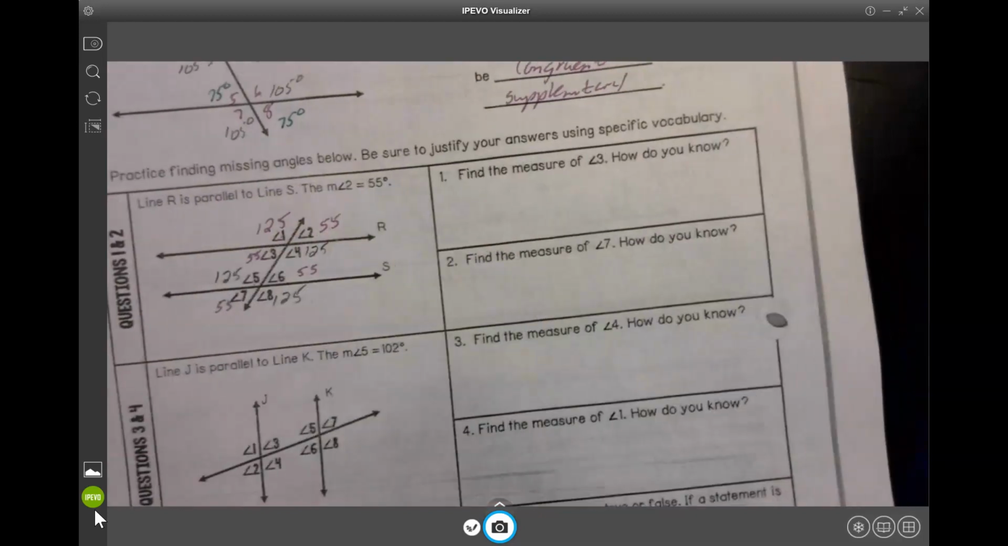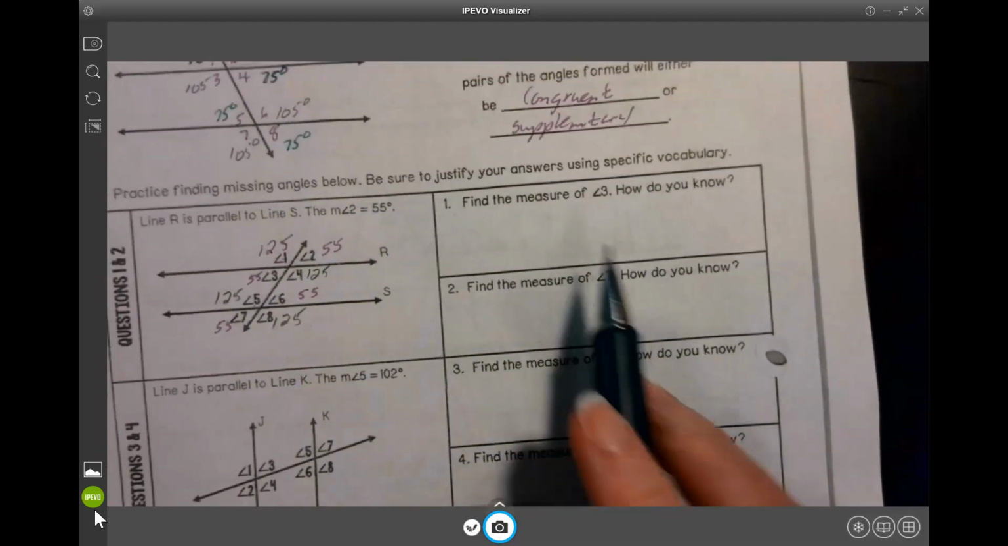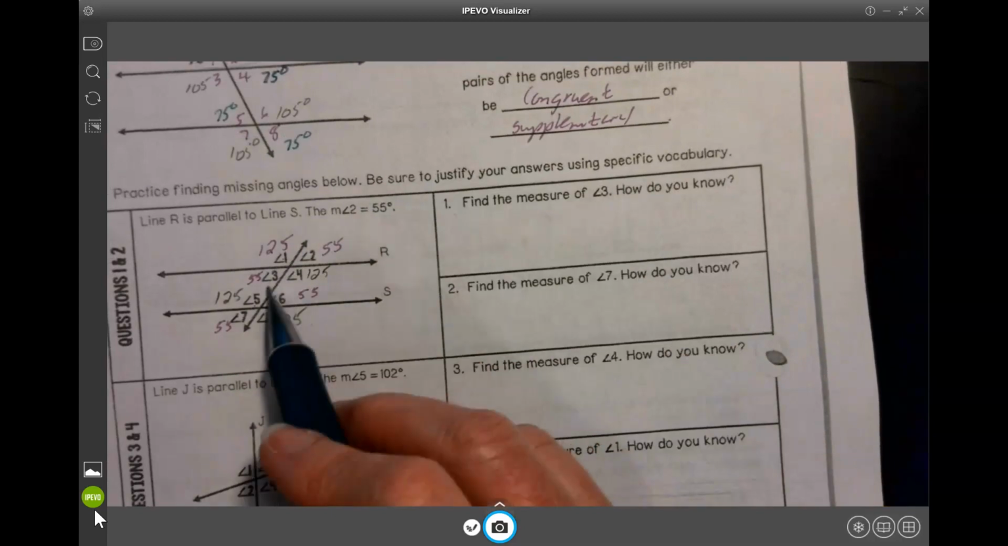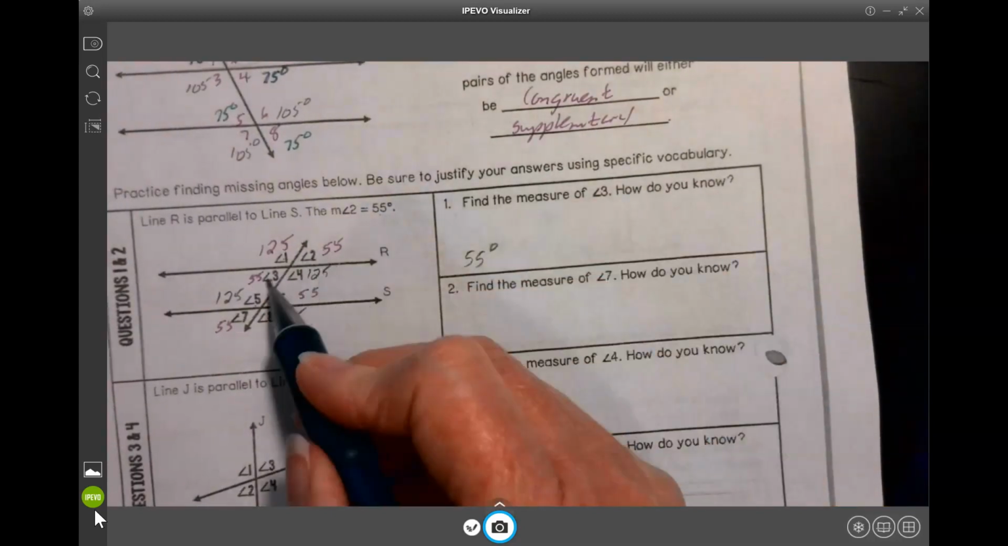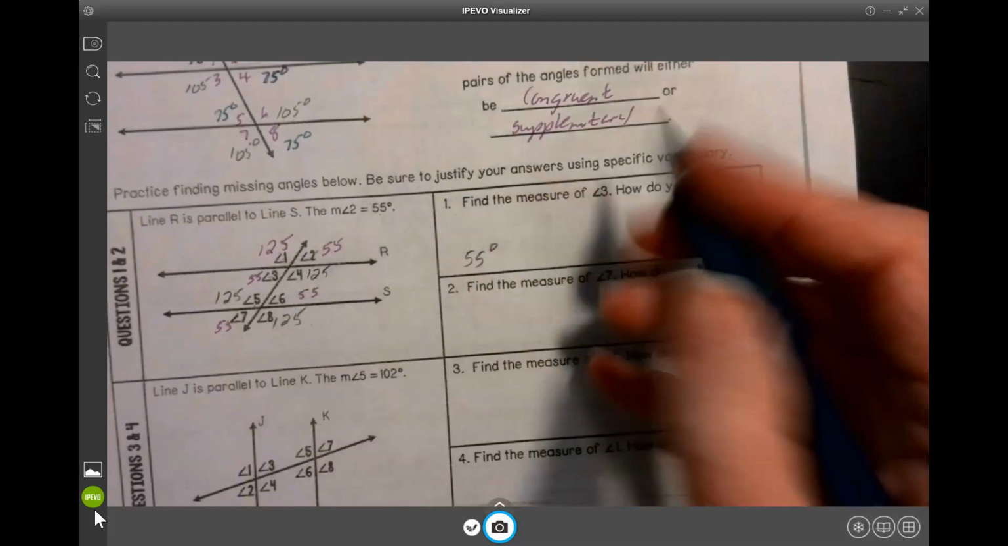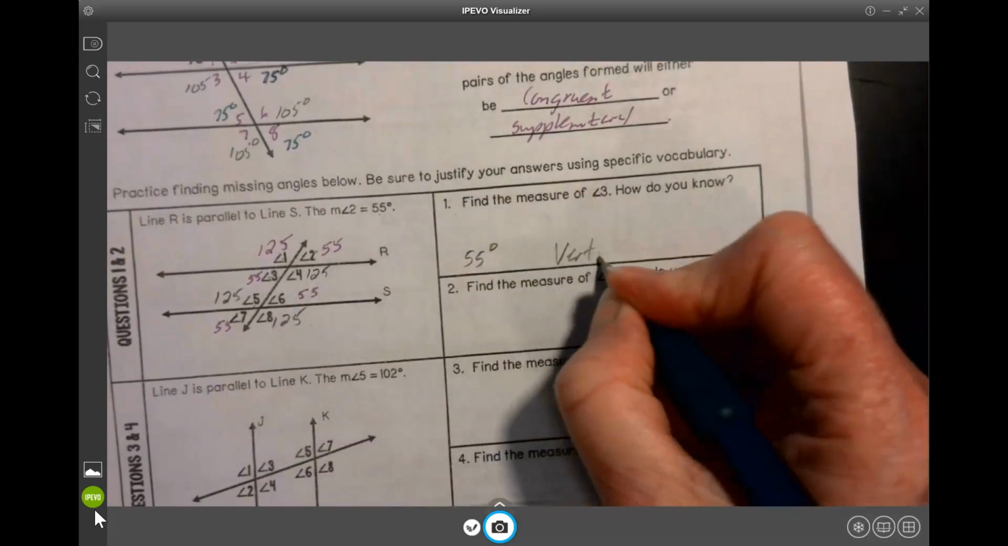And by marking our picture, we will answer whatever question they ask. Find the measure of angle 3. Angle 3 is 55 degrees. Now, how do we know that? Well, because look at 2 and 3. What's their relationship? Those are vertical angles.